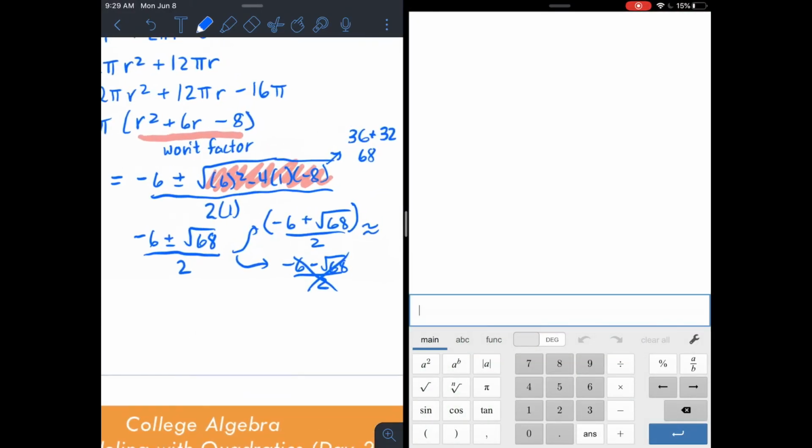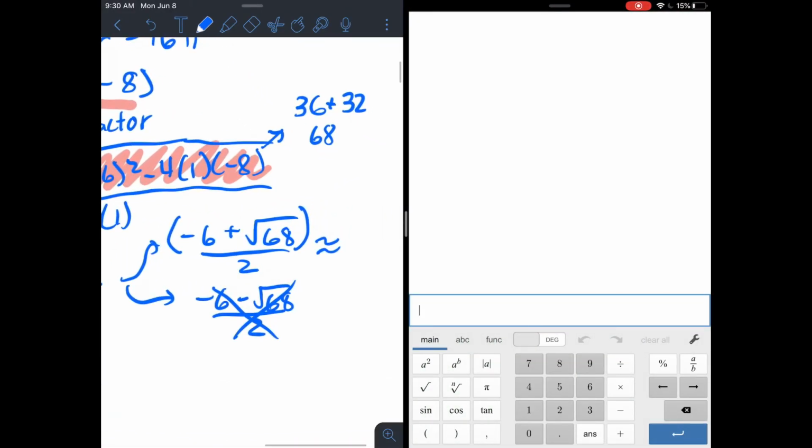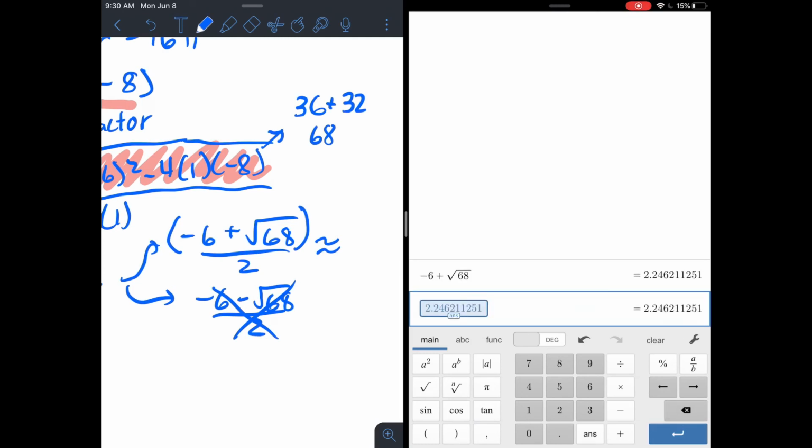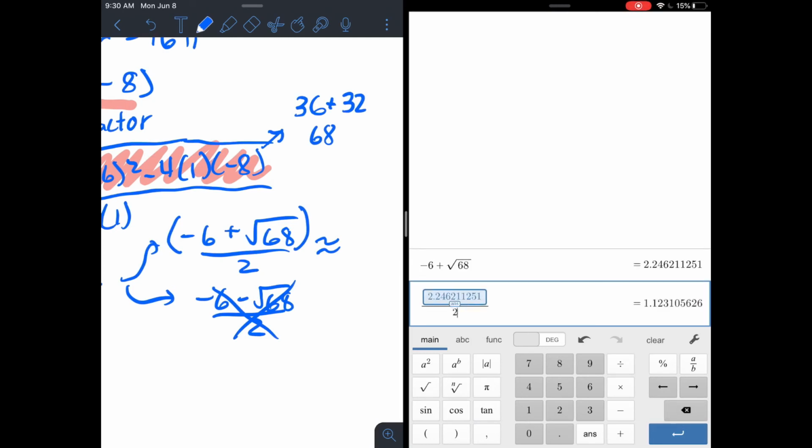If I do the addition one, let me pop up Desmos here. If you're putting this into your calculator, either put parentheses around the negative 6 plus square root 68 if you're typing it all in at once, or just do the top and then use your answer key and then divide by your 2. That's what I'm going to do. So it looks like the radius is going to be approximately 1.123 feet.